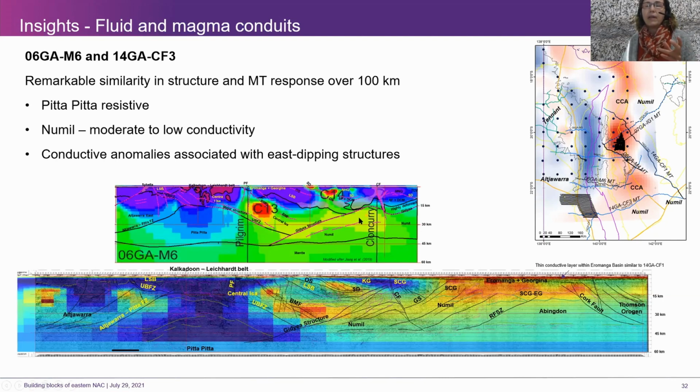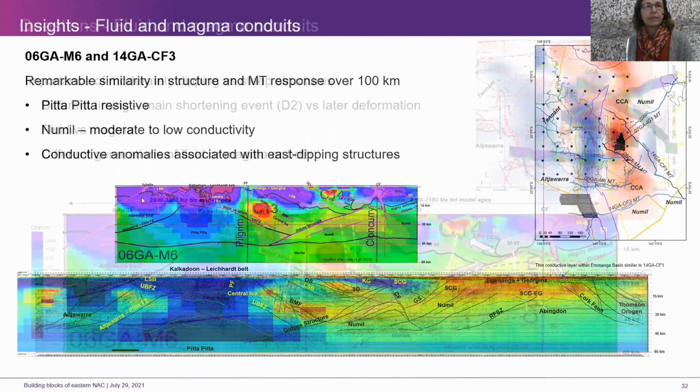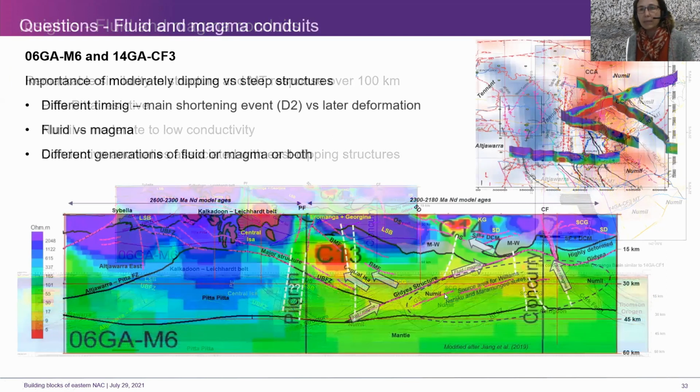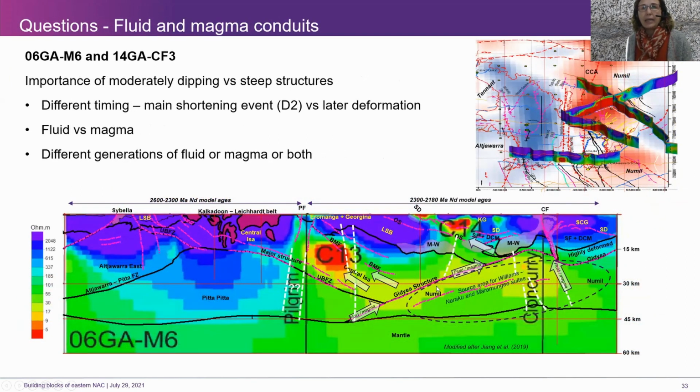So the geology, the structure, and the alteration zones that we're seeing, being evidenced by these conductive anomalies, are really quite consistent through this southern Mount Isa area. Now, just zooming in on the M6 line, and I've highlighted, and this is about discussion really.